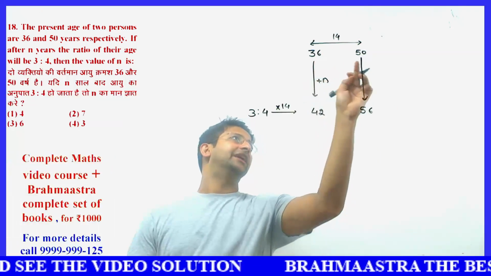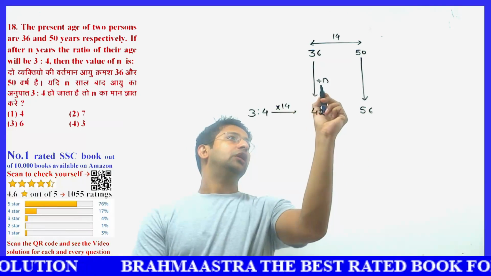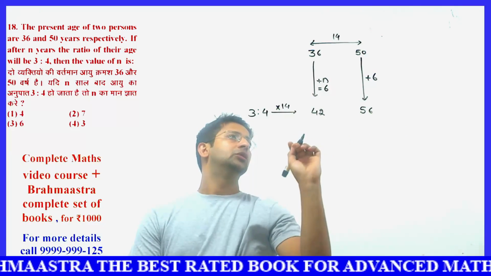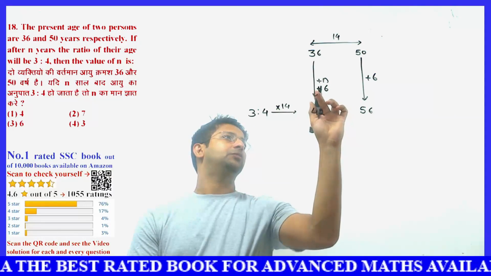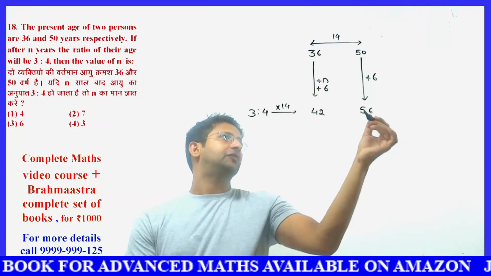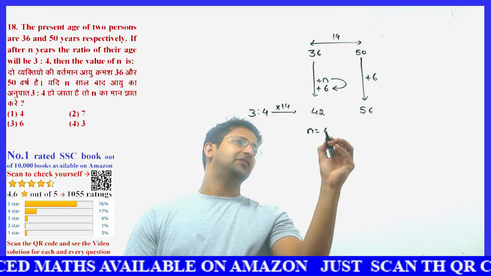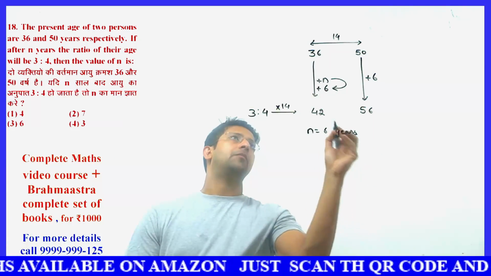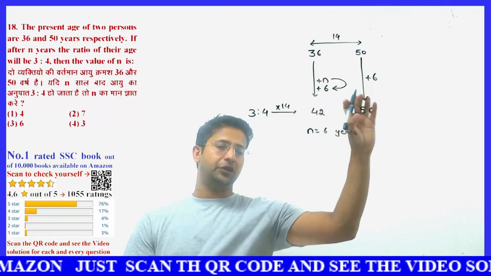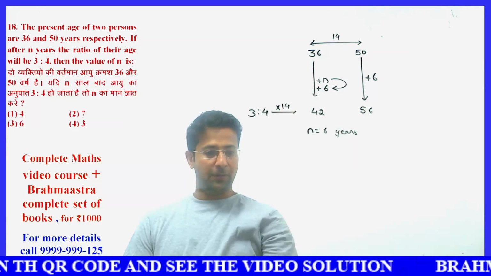Right now, what is the ratio? 36:50. This 3:4 is the same as 42:56. So here I can say 36 plus n is equal to 42, so n is equal to 6, or you can say plus n means plus 6. Clear? 36 plus 6 is 42, 50 plus 6 is 56. So directly that means n is equal to 6 years, that is 6 years from now. This is the present age. 6 years from now, the ratio will become 42:56, or you can say 3:4. I hope it is clear to everyone.